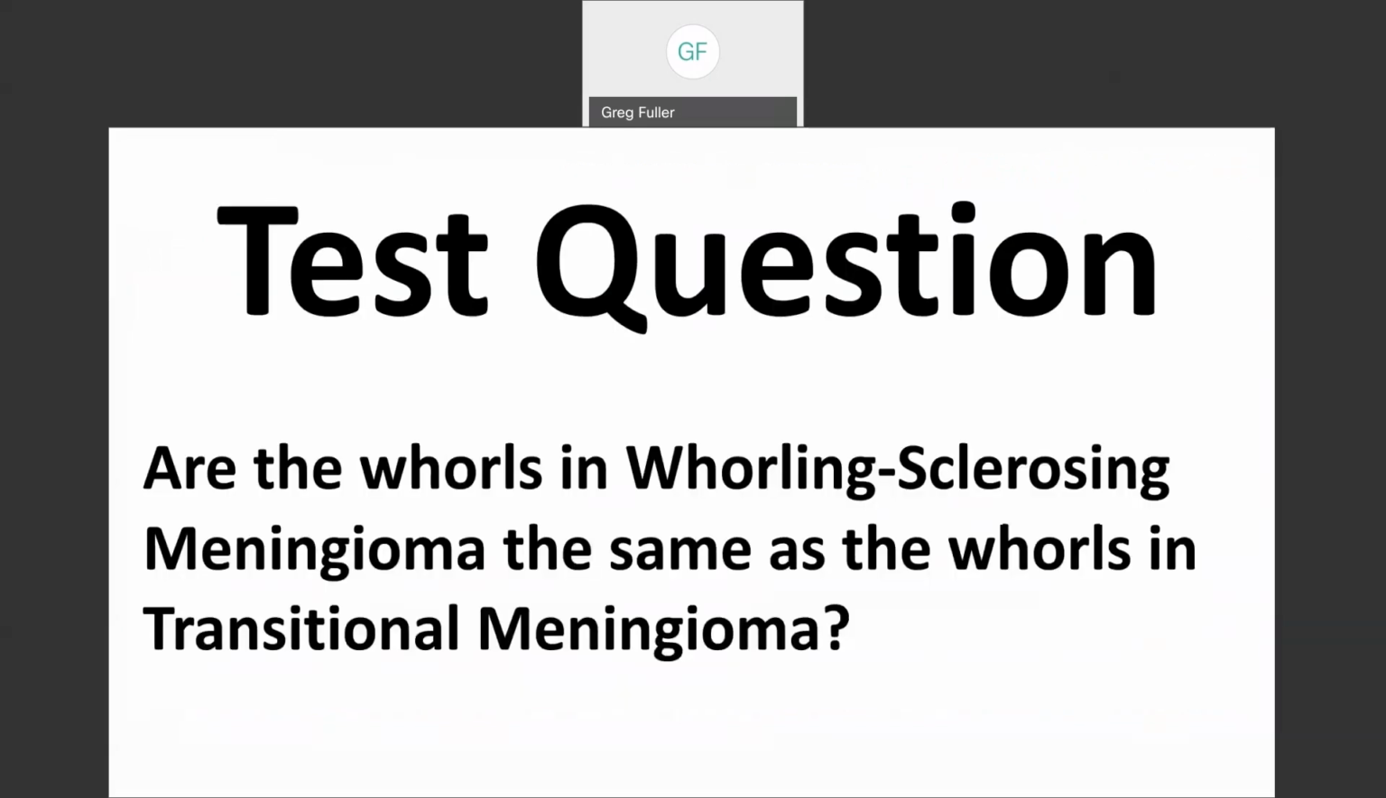Test question. All right, pop quiz, honor system. You can all send your scores in to me afterwards. Are the whorls in whirling sclerosing meningioma the same as the whorls in traditional meningioma? Look, everybody knows, you know, third graders know that meningiomas have whorls, right? A whorl is a whorl is a whorl, right?